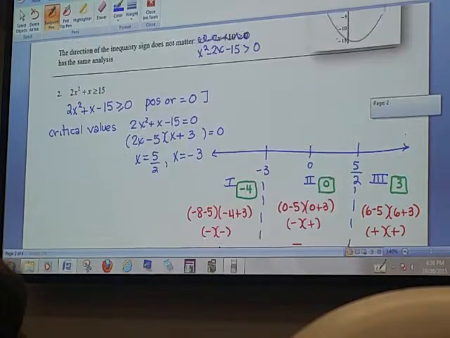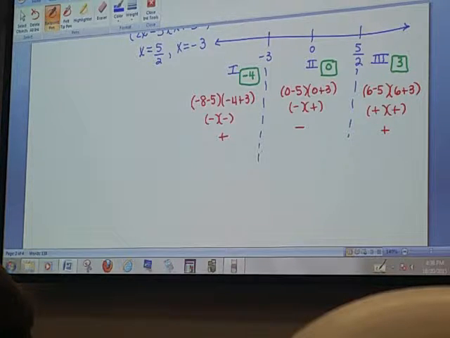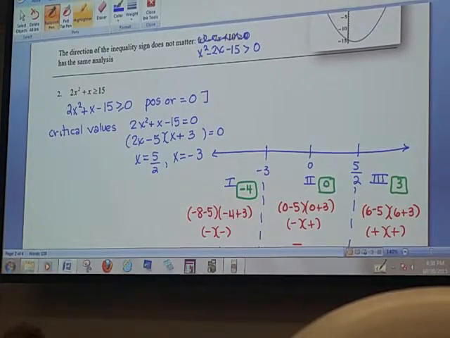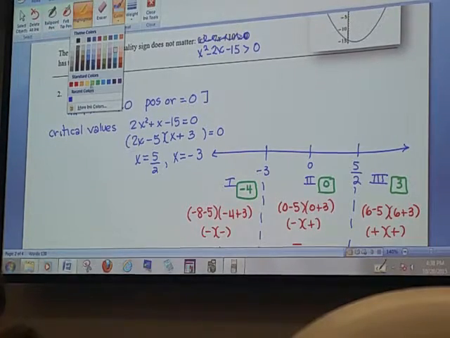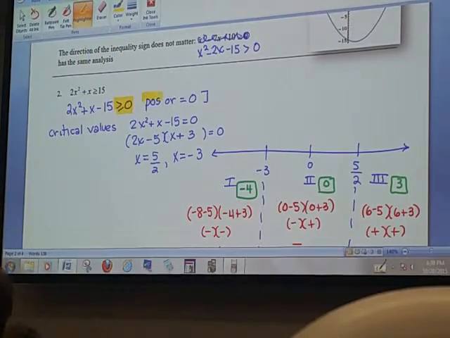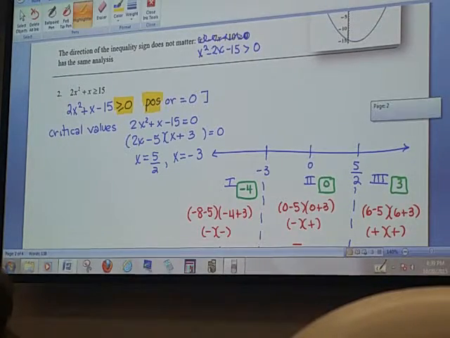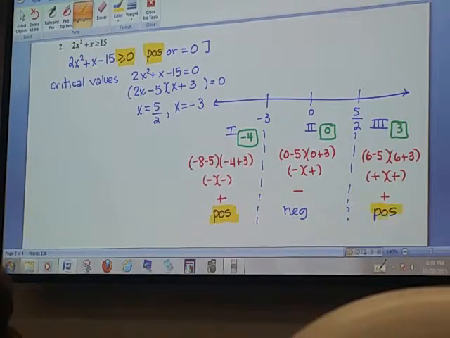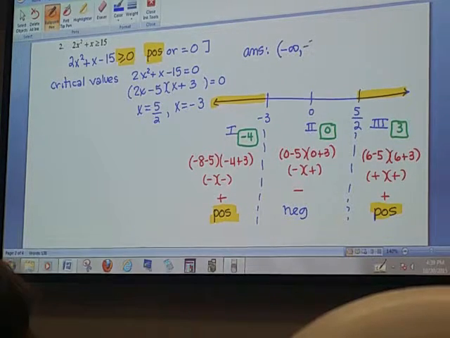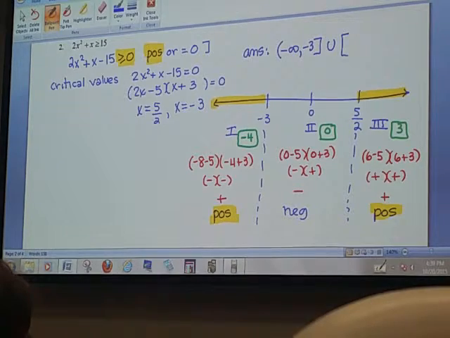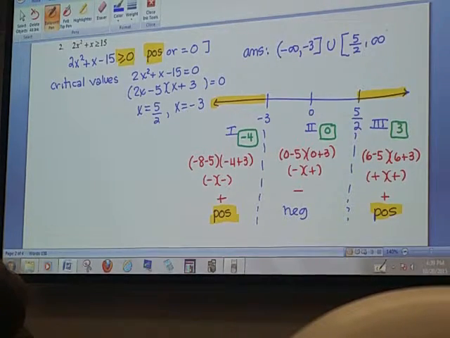So I've got positive here, negative here, and positive here. So my original problem is positive. So that means I want these intervals, so that's here. So my final answer is going to be negative infinity to negative 3 union 5 halves to infinity. Split either side.